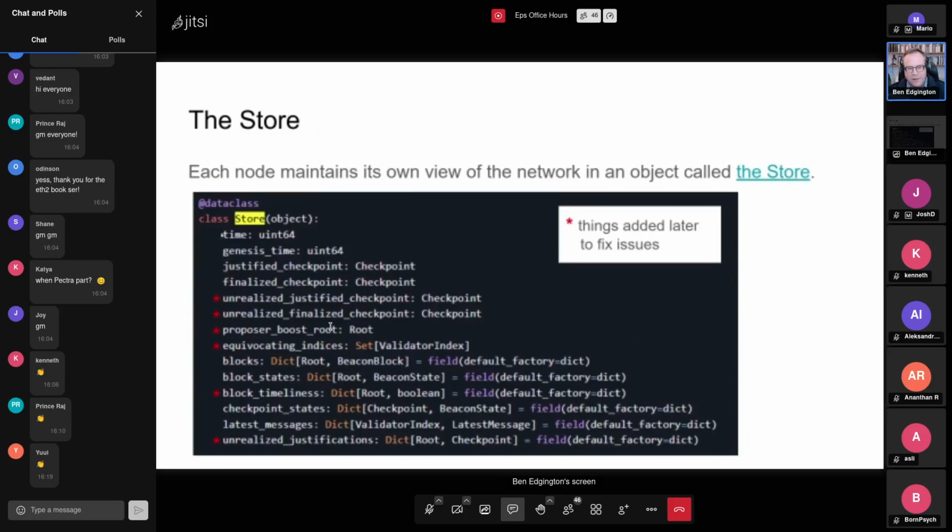It had started life very simple. So these lines without a red asterisk were the original ones in the early versions of the spec. Over time, the lines with asterisks and these objects and structures have been added solely to fix issues that have been found over the years. So that's just another hint that everything is more complex than you would hope it would be. It has grown into a bit of a monster there.